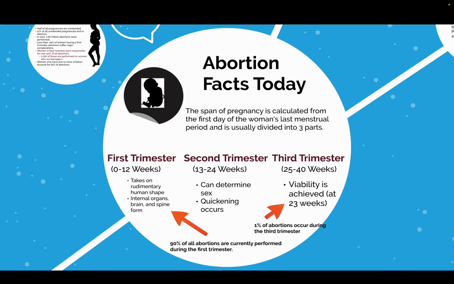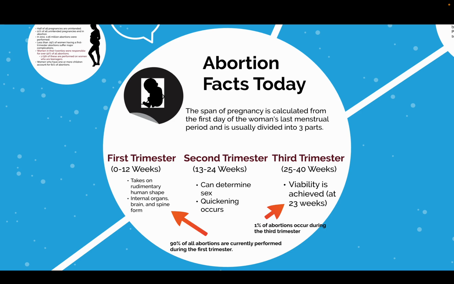Then we have the second trimester, which is from 13 to 24 weeks. Here you can determine the sex of the baby. Quickening occurs. In the common law, for example, that term quickening is when the baby begins to move. And this all occurs between 13 and 24 weeks. And then we have the third trimester, which is 25 to 40 weeks.